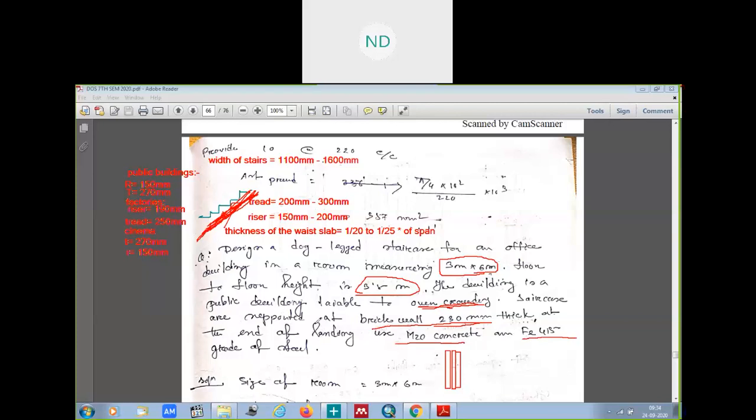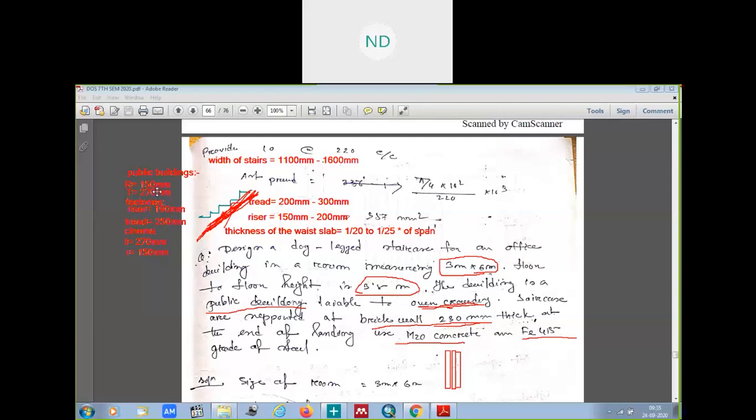So here, what we'll take in this question, we have a public building. We have to design a staircase for a public building. We know for a public building the riser was generally 150 mm and the tread was 270 mm. So we can assume our riser to be 150 mm here also, and the tread generally 270 mm, so we'll take a little bit more.